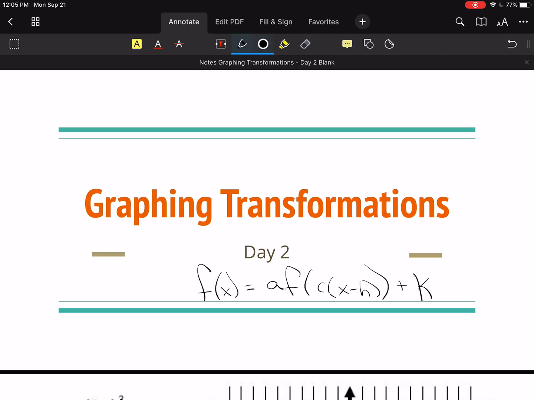So today we're going to look at graphing transformations again. Now, last video we focused on A, H, and K and how those affect the parent functions. Today we're going to focus on C and how that changes my graph.